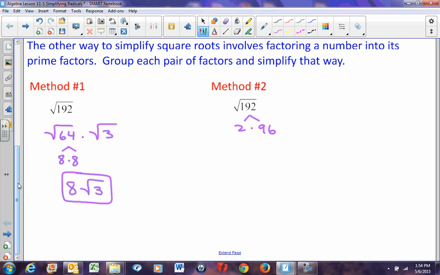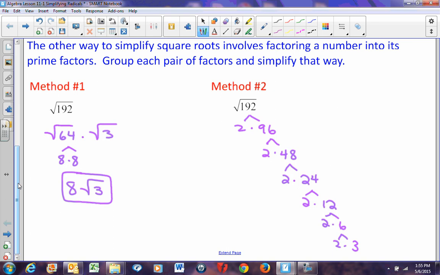So if I took 192 and divided it by 2, I get 2 times 96. 2 is prime, but I'm going to leave it there. 96 is not. 96 breaks down to 2 times 48, which breaks down to 2 times 24, which breaks down to 2 times 12, which breaks down to 2 times 6, which breaks down to 2 times 3. Now I have everything down to prime numbers. Now what I do is I pair things up.